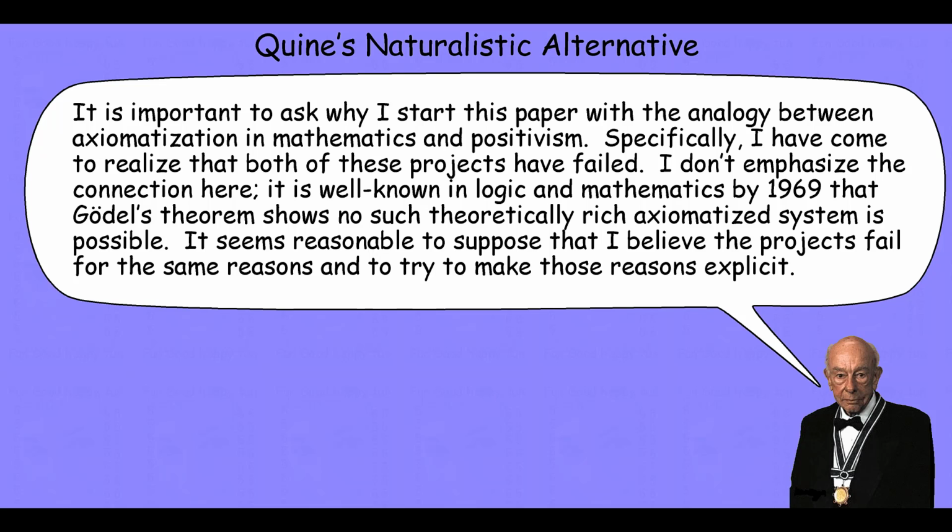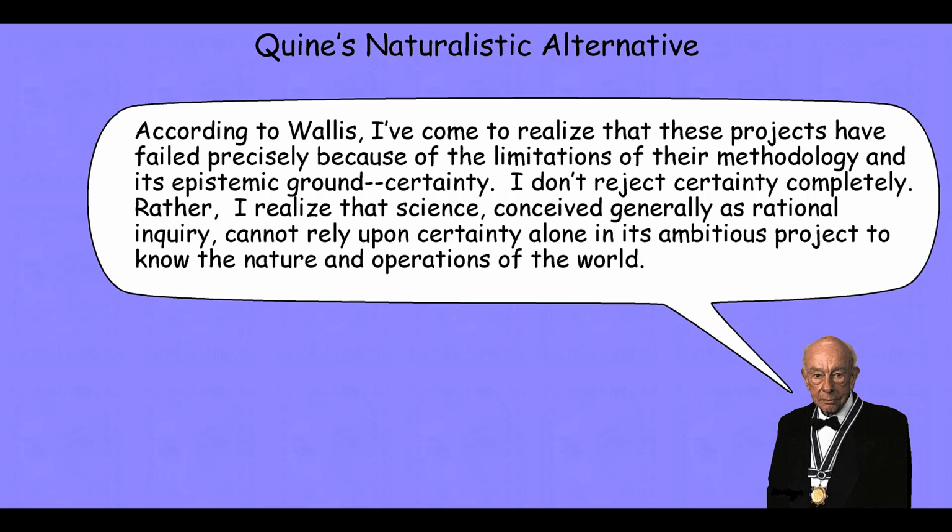That's why I think it's so important to ask why Quine starts the paper with this analogy between axiomatization in mathematics and logical positivism. And specifically, I think Quine has come to realize that both of these projects have failed. While he doesn't emphasize the connection here, it's well known in logic and mathematics long before 1969. Gödel's theorem shows that no such theoretically rich axiomatized system is possible. It seems reasonable to suppose that Quine believes the projects fail for the same reasons and tries to make those reasons explicit. I think that Quine has come to realize that these projects have failed precisely because of the limitations of their methodology and its epistemic ground, certainty.